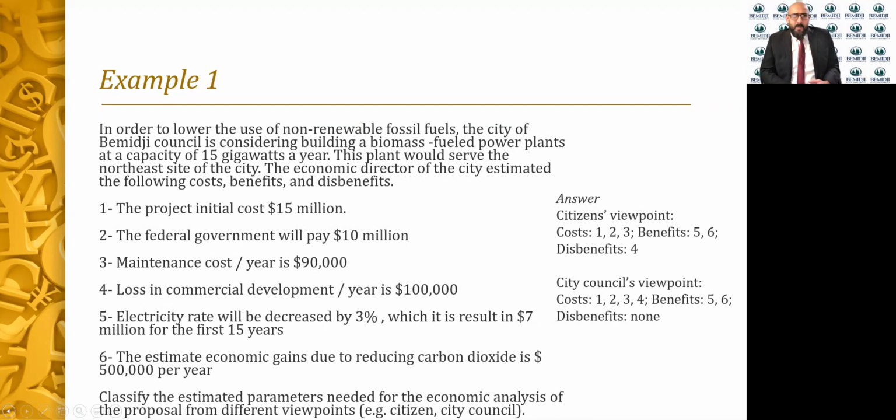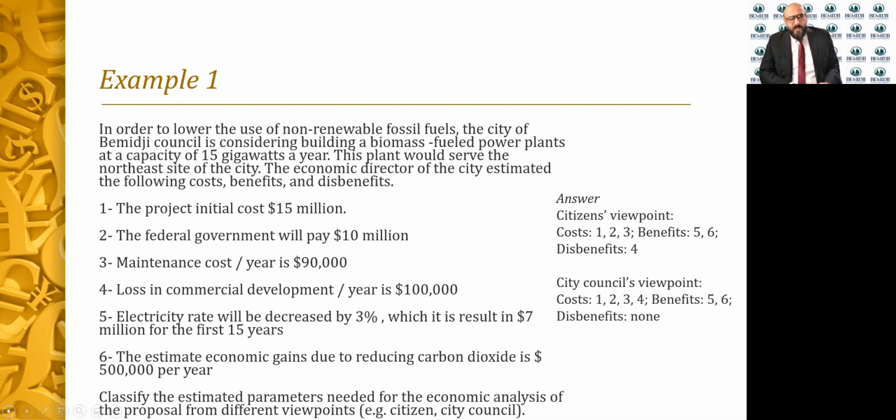Example one: in order to lower the use of non-renewable fossil fuel, the City of Bemidji Council is considering building a biomass fueled power plant at a capacity of 15 gigawatts a year. This plant would serve the northeast side of the city. The economic director of the city estimated the following costs, benefits, and disbenefits. What we need to do is classify these estimated parameters needed for the economic analysis from two points of view, the citizen and the city council. All right, let's take a look at this from the citizen point of view.